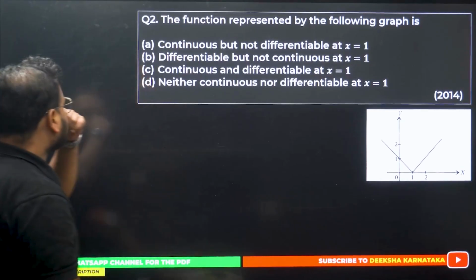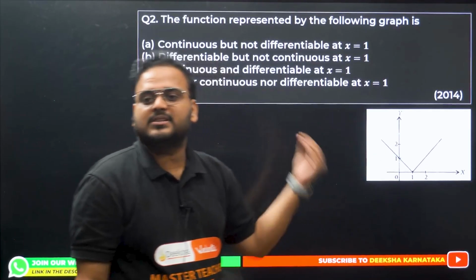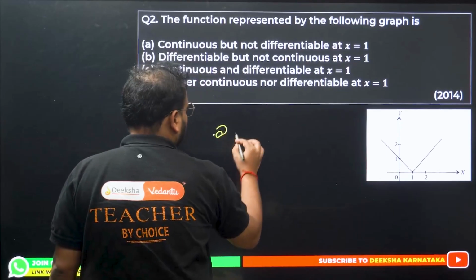Now question number 2. The function is represented by the following graph. If a graph is given, the job is very simple. Continuous or not at point 1? Yes, continuous, sir. So at point x equals 1.